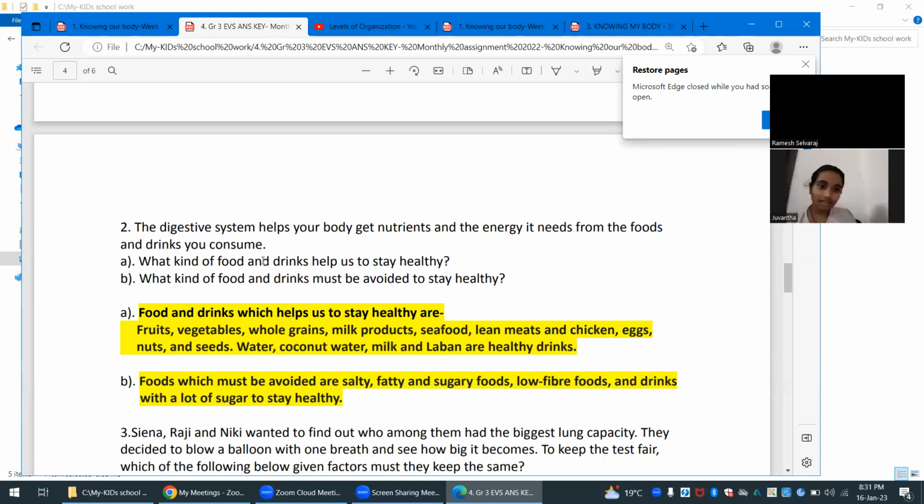What kind of food and drinks must be avoided to stay healthy? We should avoid junk food, salty, fatty, sugary foods, candies, Coca-Cola and drinks with a lot of sugar. Those things you should avoid. Okay.